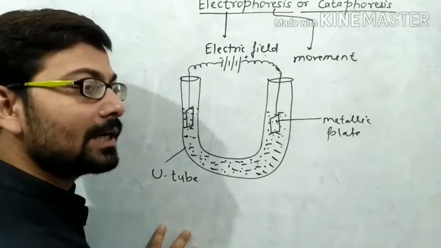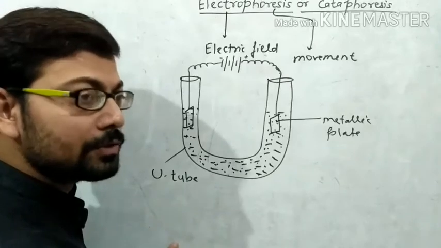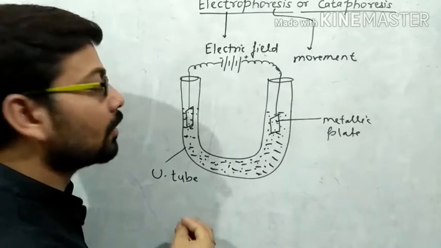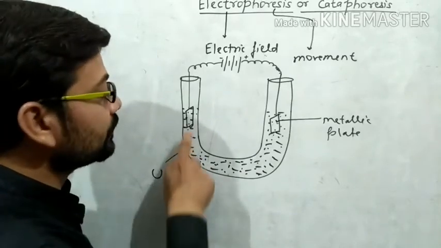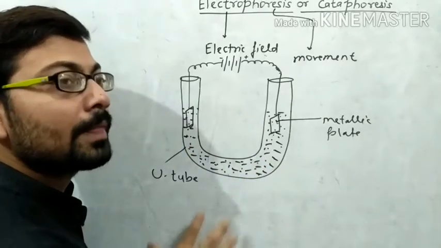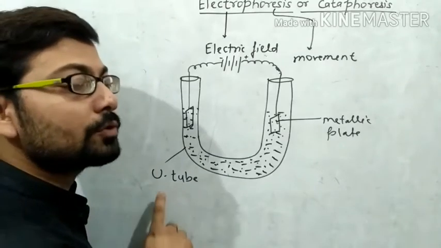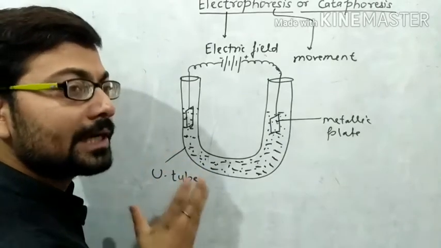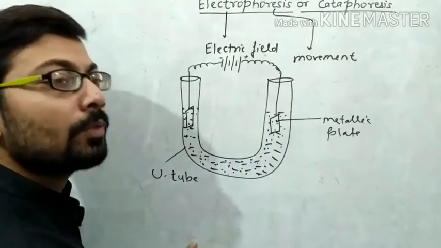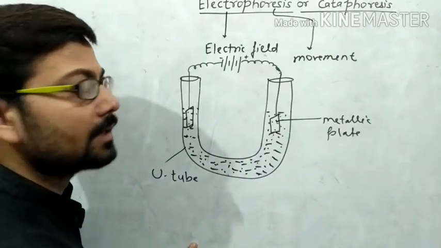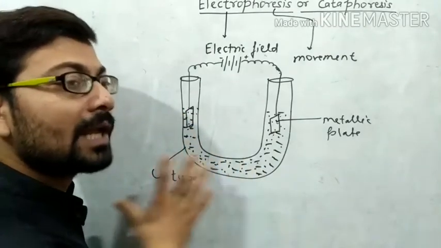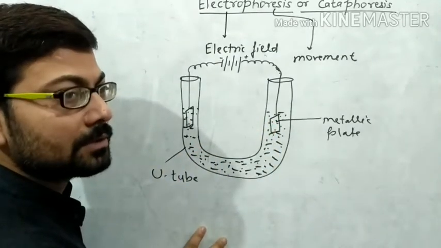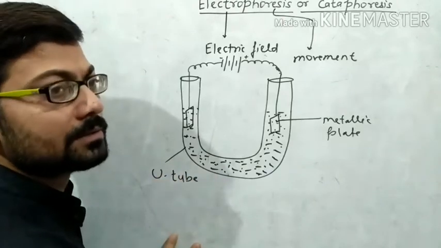Means as you know, colloidal particles are negatively or positively charged, so they move to the electrode on which they get neutralized. If the colloidal particles have a positive charge, then they move towards the negative plate, and if they have a negative charge, then they move towards the positive metallic plate, right? So this movement of colloidal particles under the influence of an electric field is called electrophoresis.